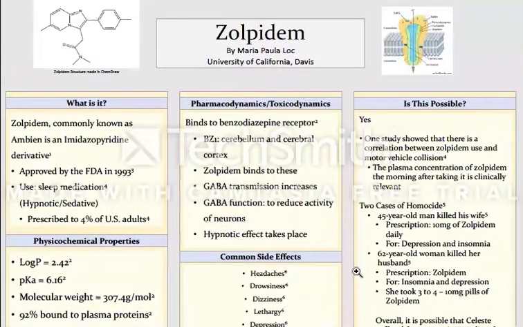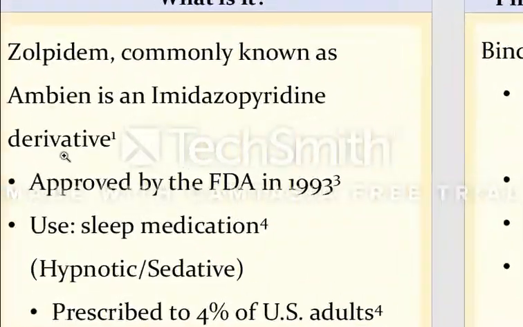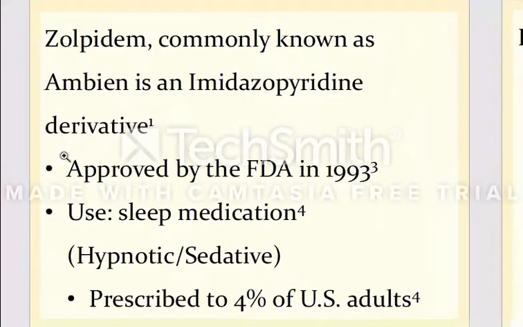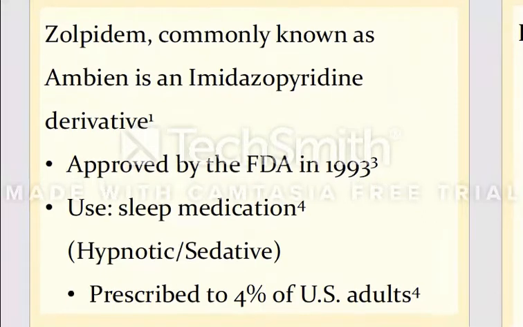Hi everyone. Today I'm going to be talking about Zolpidem. So, what is Zolpidem? Zolpidem is commonly known as Ambien. It is an imidazopyridine derivative. It was approved by the FDA in 1993, and its main use is as a sleep medication. So, it's a hypnotic and sedative.